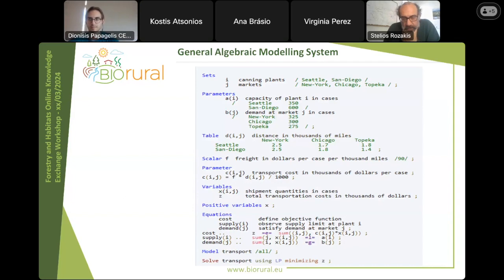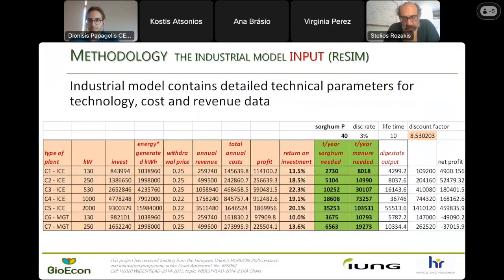And using this language, we integrate all the components into an integrated system. This is the basic information that is included in the industrial model. So you see, we have different types of technology and size of plants. This is the first column. In the second column, we have the power that can be generated by each one, the installed power. So as you see, we have from very small to quite big plants.